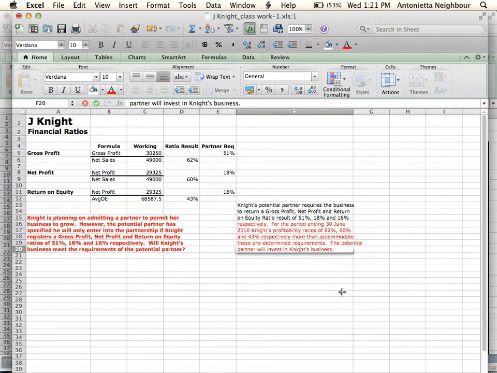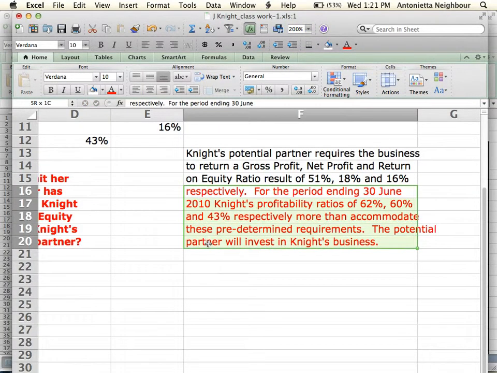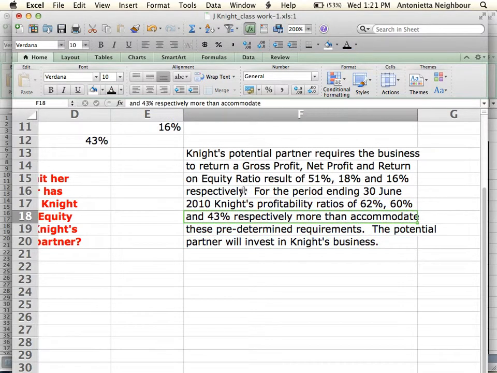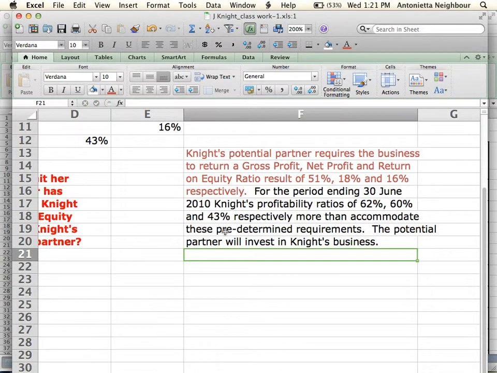So there's basically 3 sections to this response that you've got to provide. And the sections are: identify, first of all, what it is the owner has to achieve. And that's it there. So what does this owner have to achieve? They need to achieve a result of 51%, 18%, and 16% respectively. So that's the first thing you need to do.